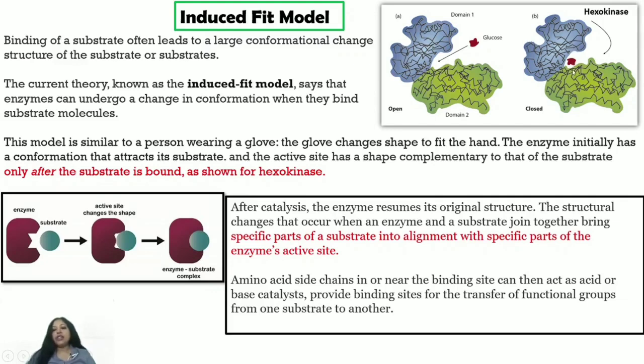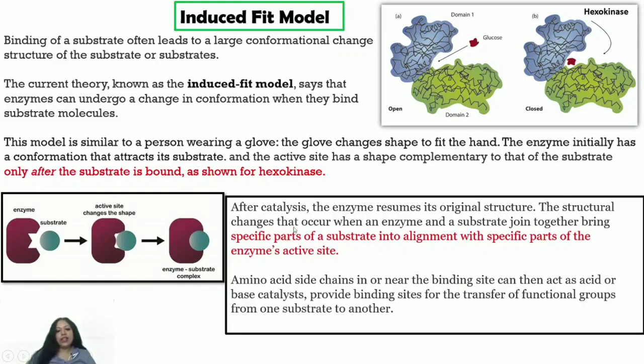It changes its conformation as per the structure of the glucose, so as the glucose moiety fits into it, it is now in the closed conformation. The hexokinase is now able to catalyze the chemical reaction. Correct? So after catalysis, the enzyme resumes its original structure, as we discussed with the lock and key model.